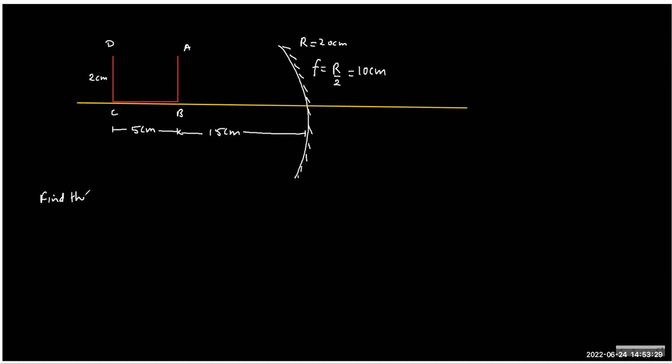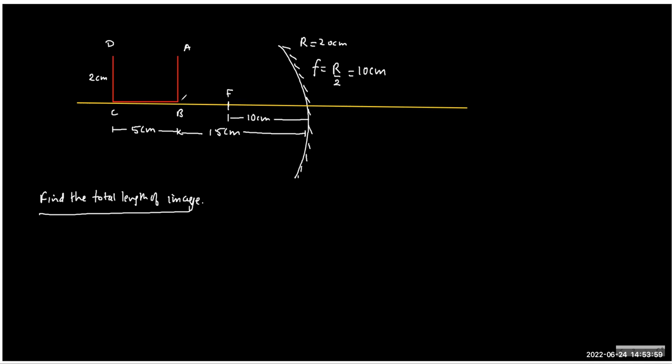And the question is, find the total length of the image. Like how much AB will become, how much BC will become, and how much CD will become. Okay, and everything is given to you. So of course the focal length will be somewhere here. The focus will be here, 10 centimeter away.